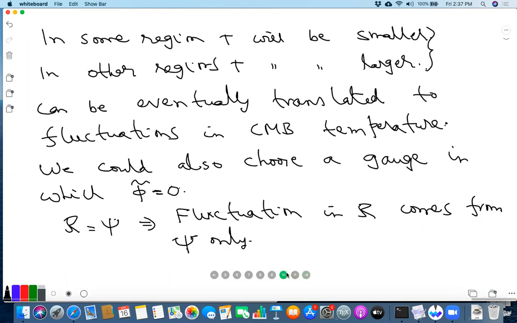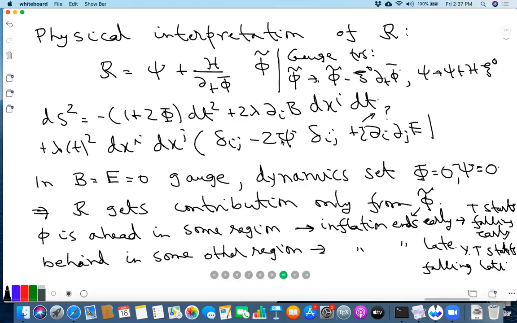Now, what is psi? Psi is the degree of freedom of the metric, right? You can see from here, psi is this degree of freedom of the metric. So I should have said during the last discussion that in that gauge, the metric has no fluctuation. That's the way you have chosen, because once you choose B equal to 0 gauge, dynamics sets phi and psi equal to 0. So the metric is just the background flat metric. Only the scalar field fluctuates. But now you see that in this new configuration, it's this psi which fluctuates.